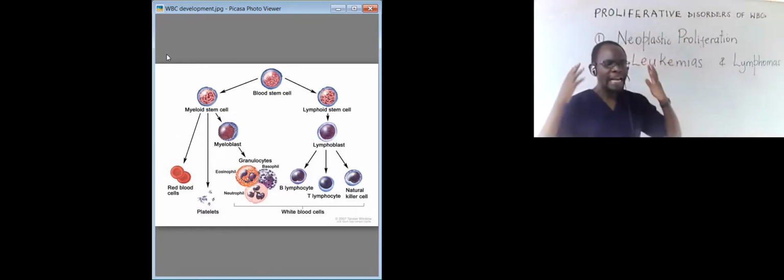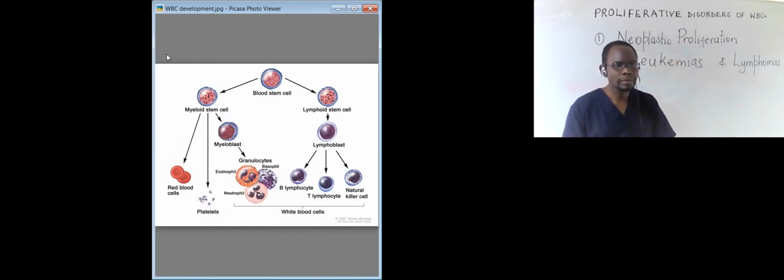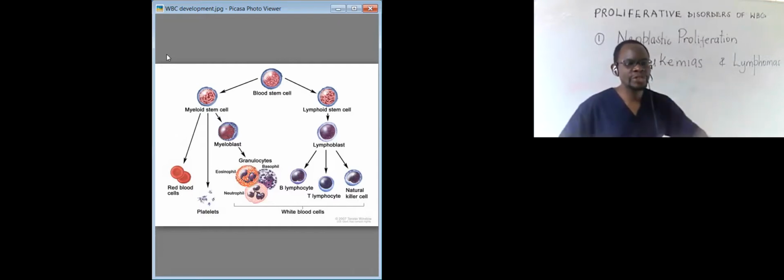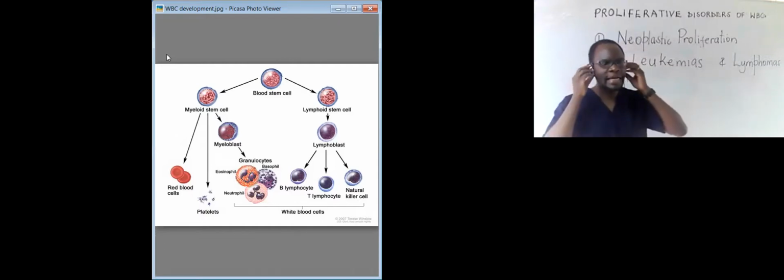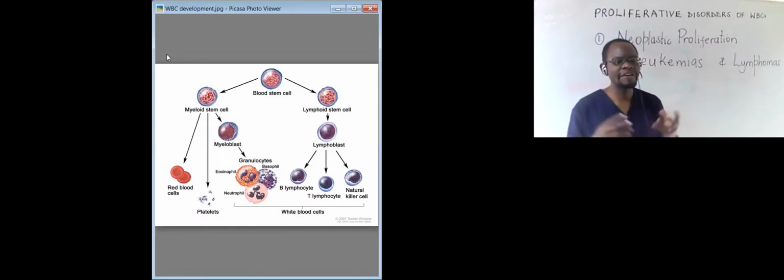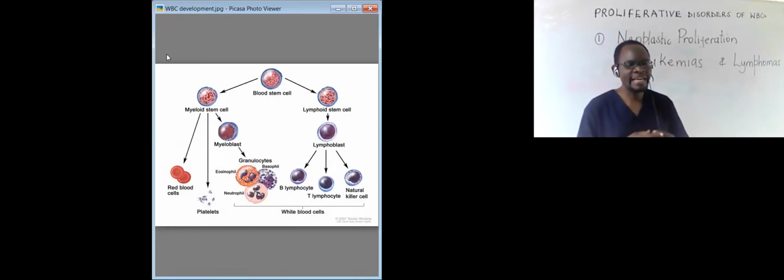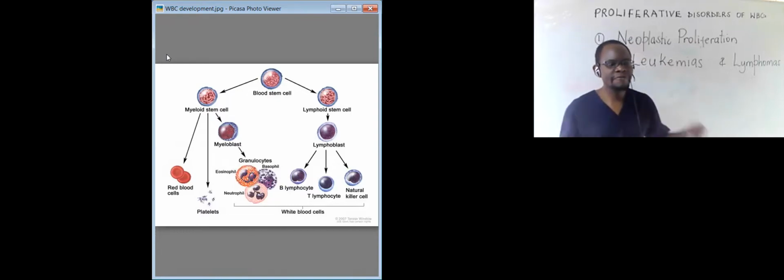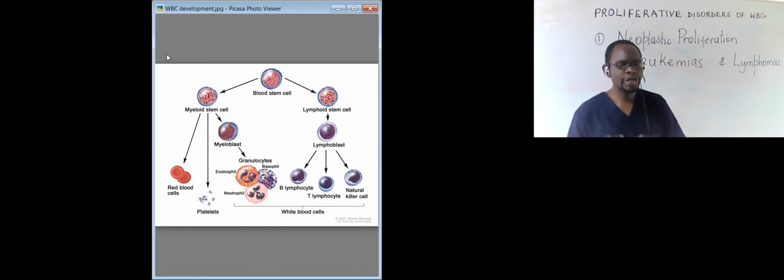Now, the lymphoid stem cell basically gives rise to the lymphocytes. As you can see, it divides into what we call a lymphoblast, and then that lymphoblast subdivides into the B cell lymphocytes, the T cell lymphocytes, and the natural killer cells.